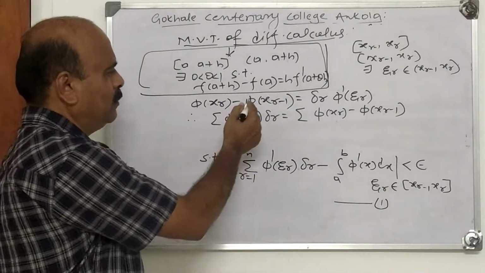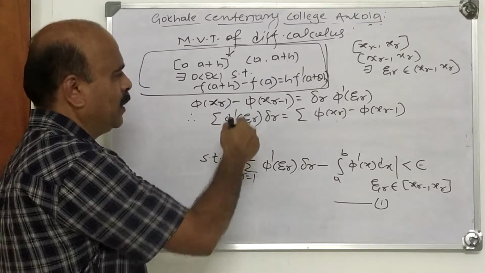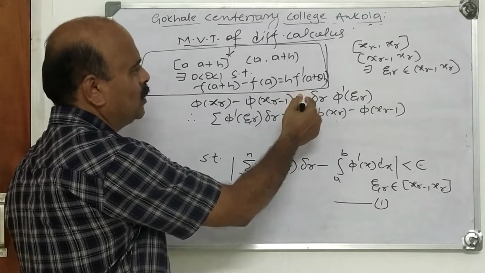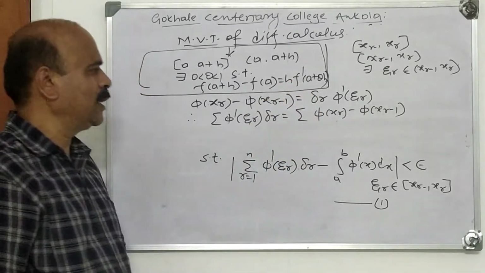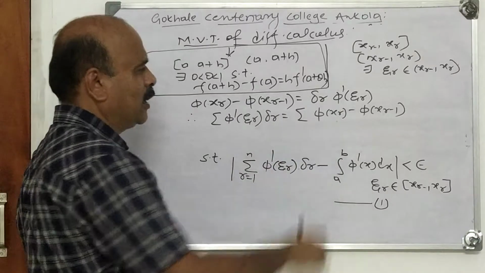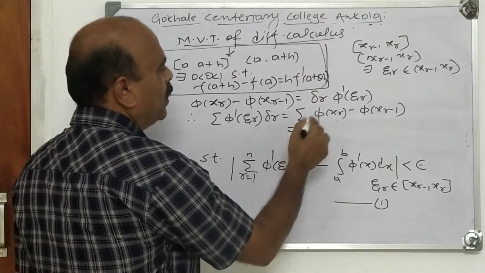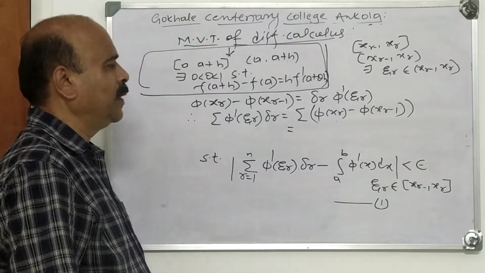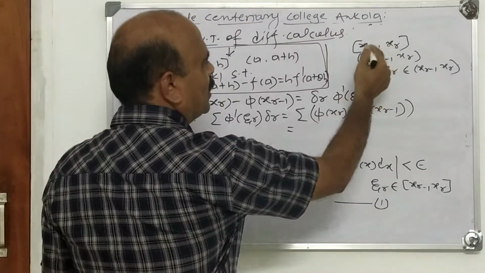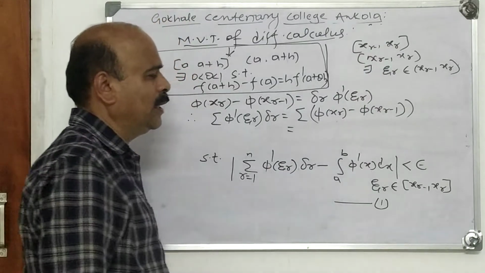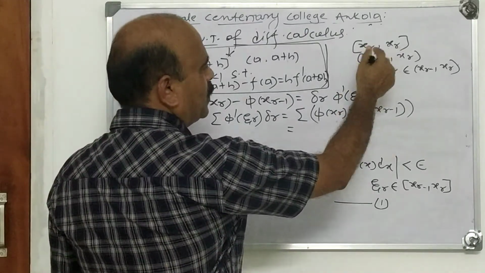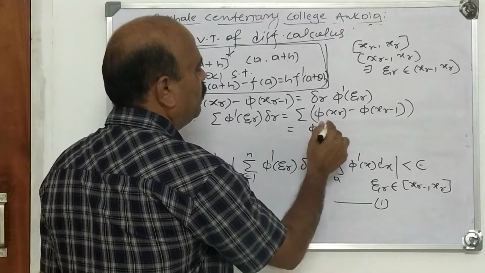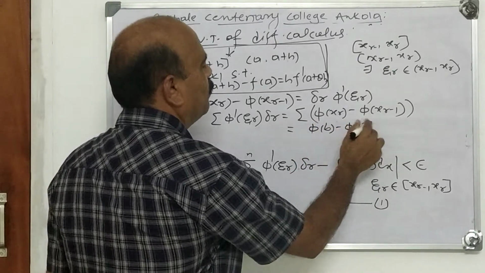Did you understand this step? See, it is quite straightforward. This is by applying the mean value theorem of differential calculus. Next step, I have taken summation here. Now, what is summation pi of xr minus pi of xr minus 1? This xr minus 1, xr is one subinterval of AB. So summation gives pi of b minus pi of a.